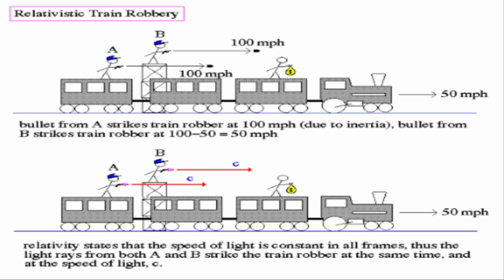They all unite. A bullet strikes from train A at 100 meters per second, and a bullet from B at 100 minus 50 meters per second. Why is that? It's because of how the train is moving. So basically, they move the same distance in the same time because the train is moving the same distance.